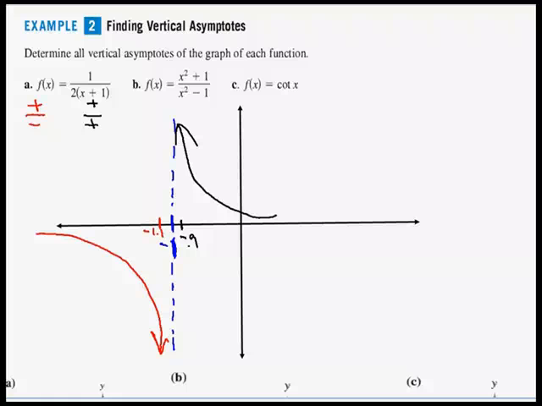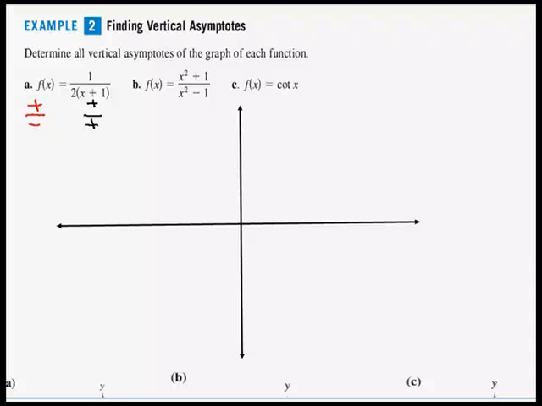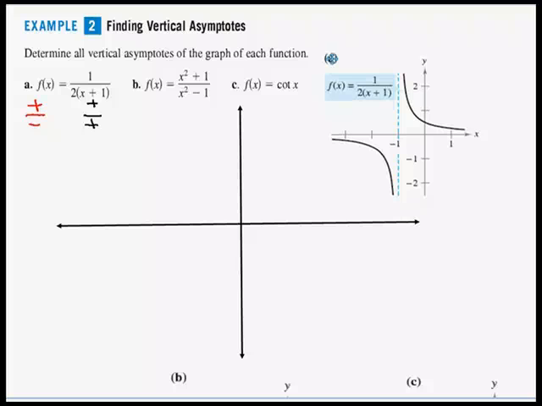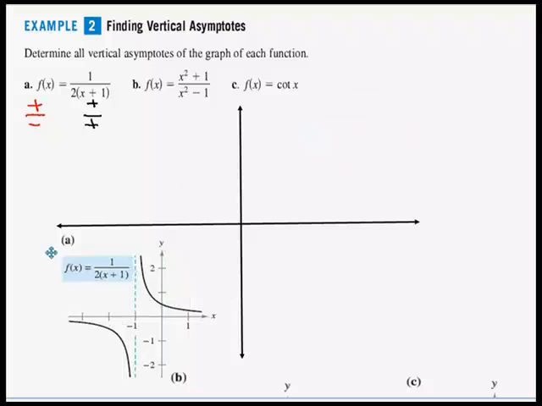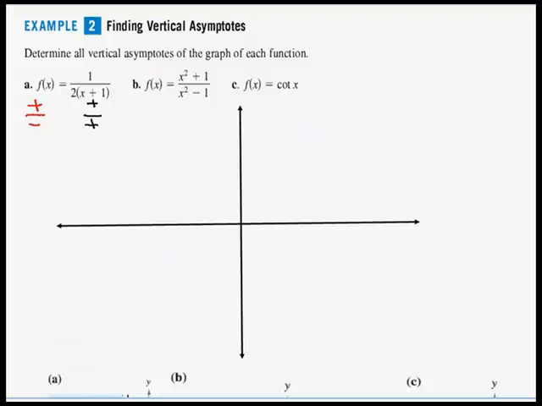And that's what our asymptote and graph will roughly look like. And let's make sure I didn't mess anything up. Yeah, there it is. As we approach from the left, negative infinity. Approach that asymptote from the right, positive infinity. It all comes down to signs.